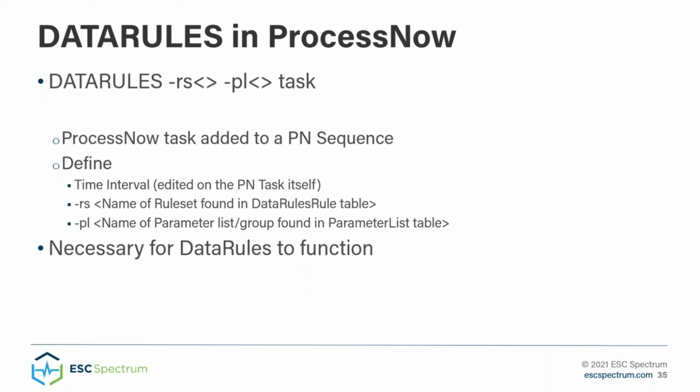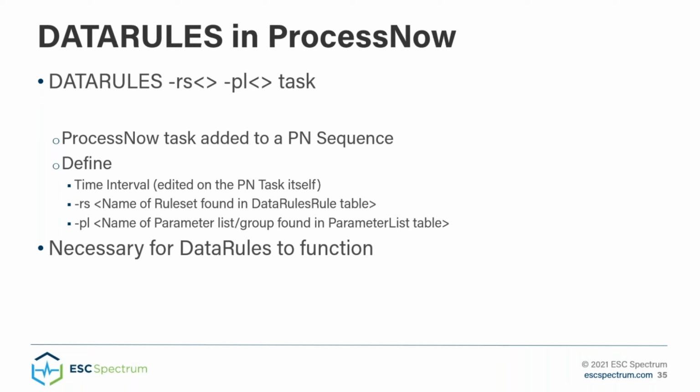And data rules rule and process now, there's not a lot you have to edit other than the other arguments field, which is shown adjacent to the all caps data rules. You can see my cursor. This is going to be defined in the other arguments field, and the brackets represent what's going to go inside them, is how you're going to define these things. So RS means rule set, so define the rule set found in the data rules rule table. And PL represents parameter list, which defines the group found in the parameters list table.